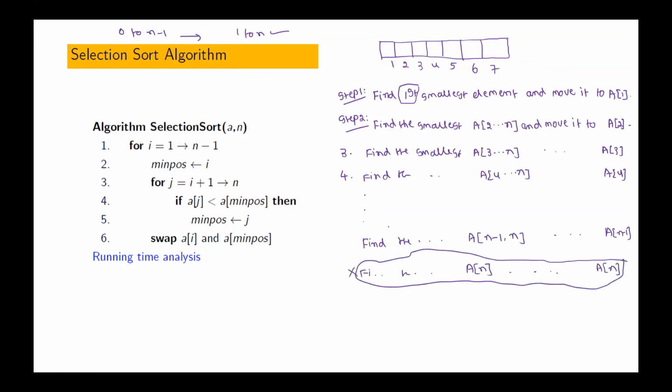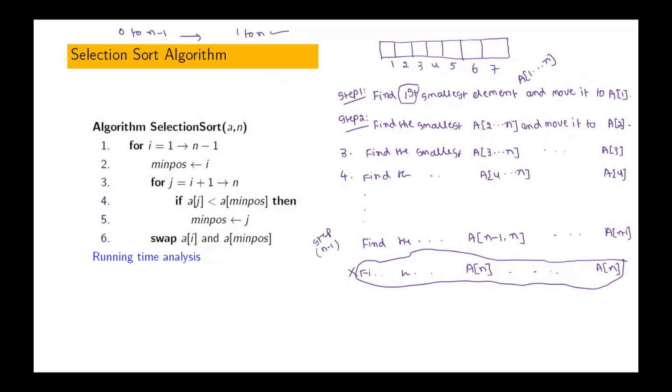So every time we are performing the same steps. Find the first smallest element and move it to A of 1. In step 1, find the smallest element from A1 to n and move it to A1. In step 2, we are finding from 2 to n. In step 3, the smallest element from 3 to n. In step 4, from 4 to n. In step 5, from 5 to n. Step n minus 1: find the smallest from A of n minus 1 to n and move it to A of n minus 1. Is that okay?